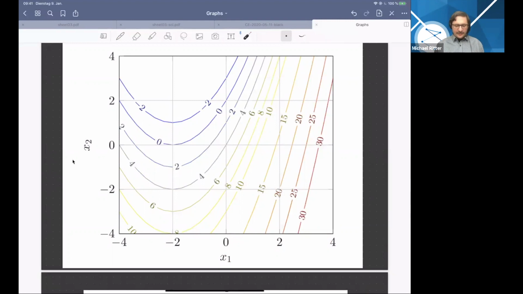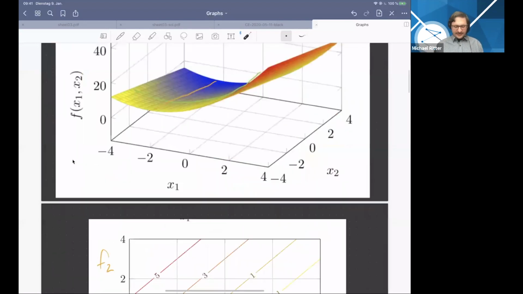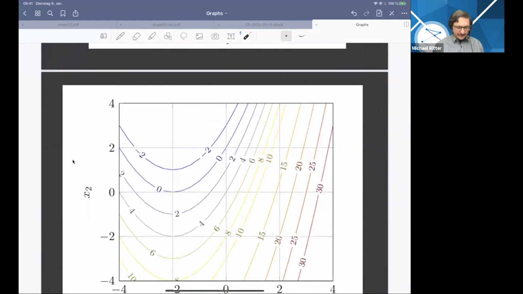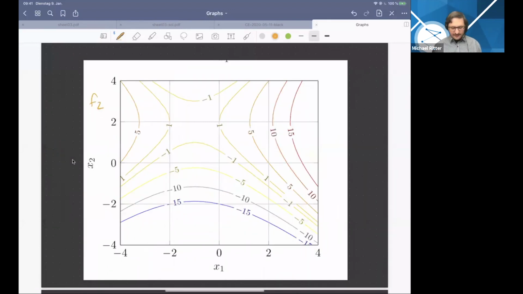And that clearly corresponds to this surface plot here. Again, if you just cut through that graph to get the levels, then what you will see is you get parabolas with respect to x1 here. So that's precisely what happens for F3. And finally, this here must then be F2. And you can again see the behavior that we just saw with these parabolas.